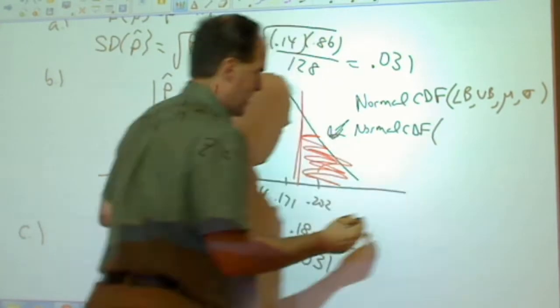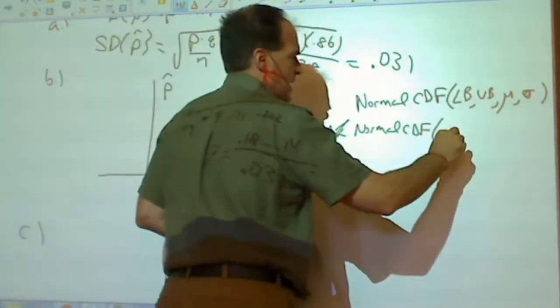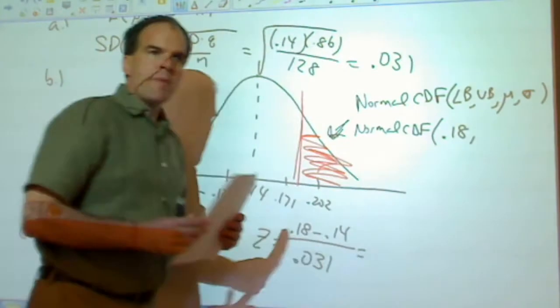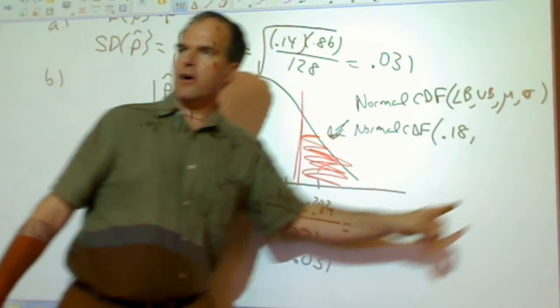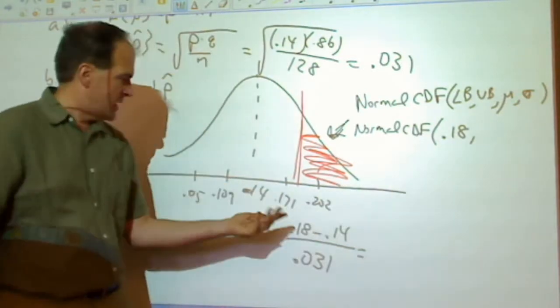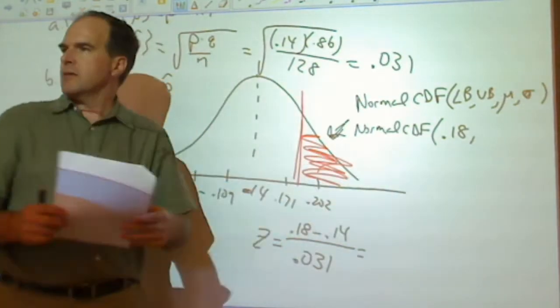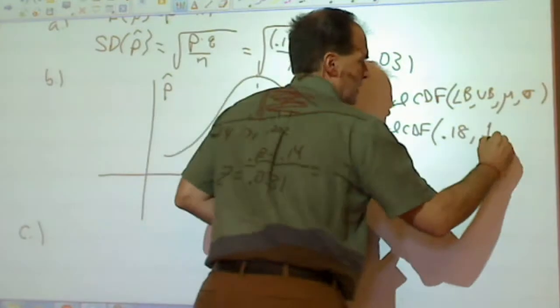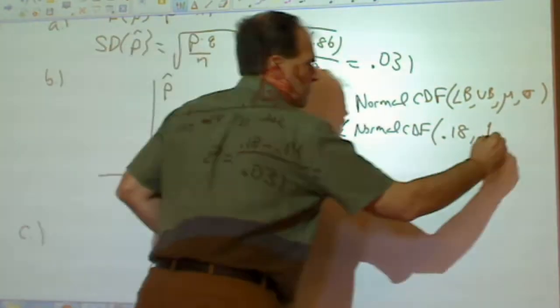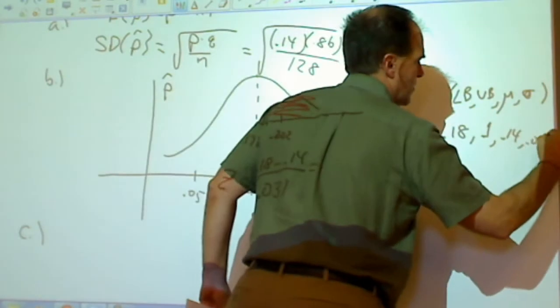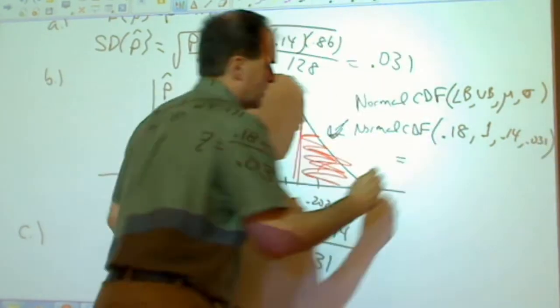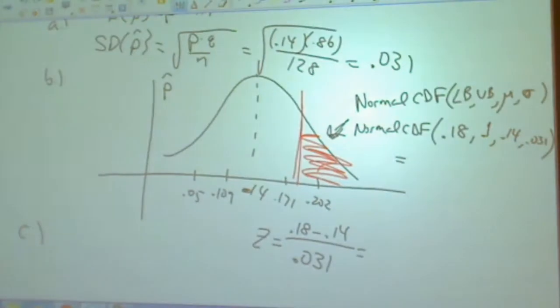I'll plug this in, by the way. My lower bound is the 0.18. If you remember the upper bound, since you're going all the way up, just pick some really ridiculously large number, or since it's a proportion, 100%, 1. The mean is 0.14. The standard deviation is 0.031. Okay, let's do that.